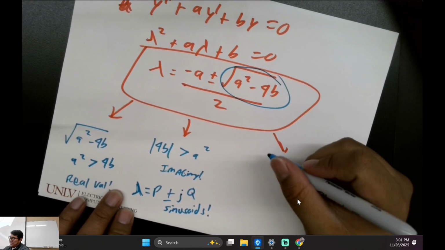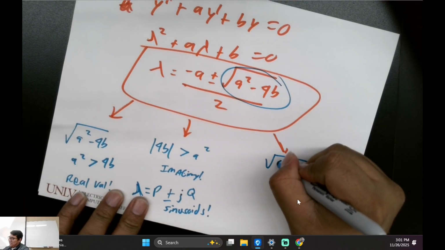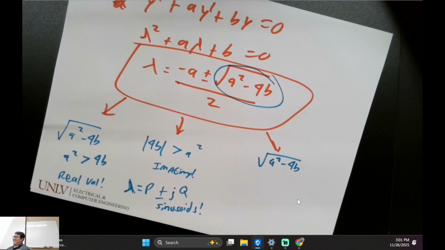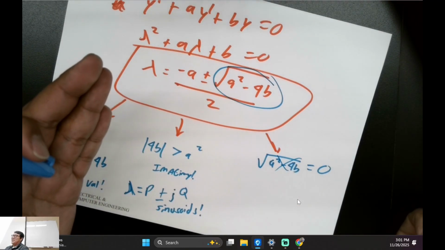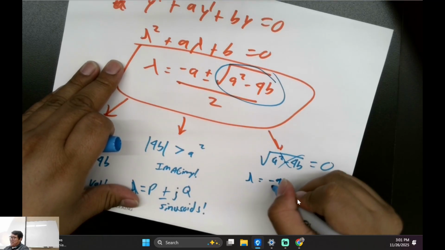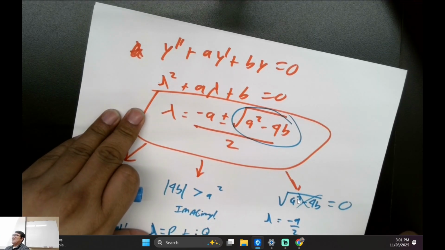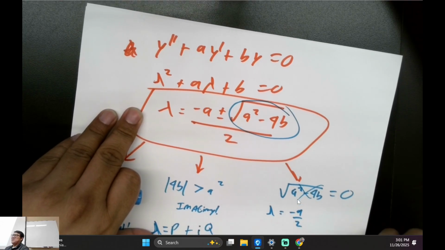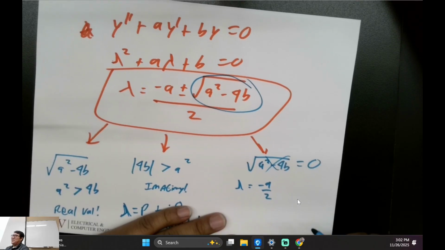So now there's a case where you have this term right here, a squared minus 4b, right? What happens if it just disappeared? So now it just equals 0. Lambda is equal to minus a over 2, right? But I need two solutions. It's a quadratic equation, right? I need two solutions. Is that two solutions? No, I need to pop another one.